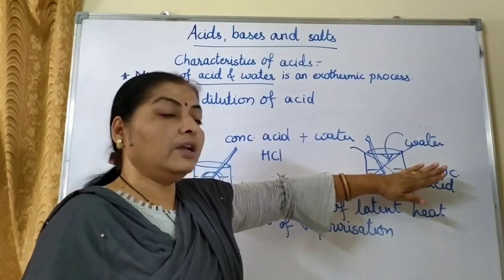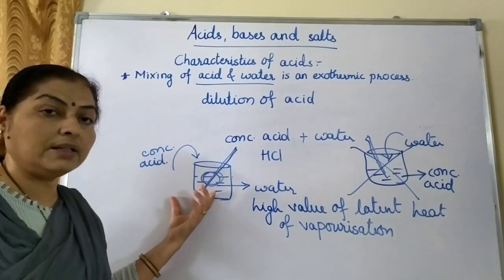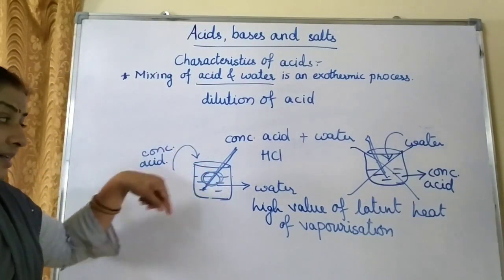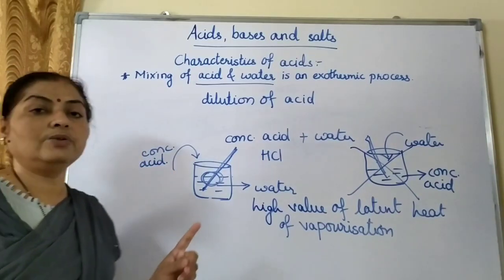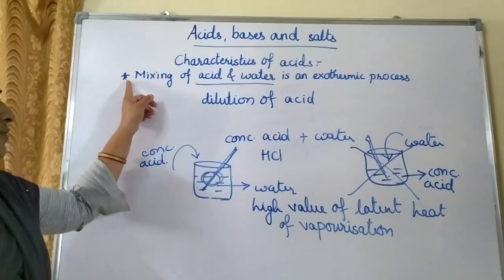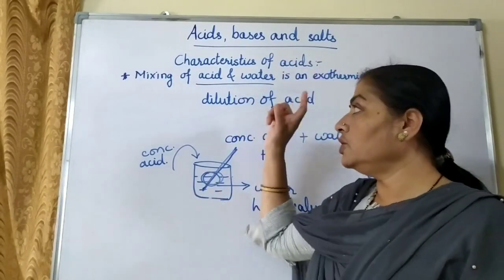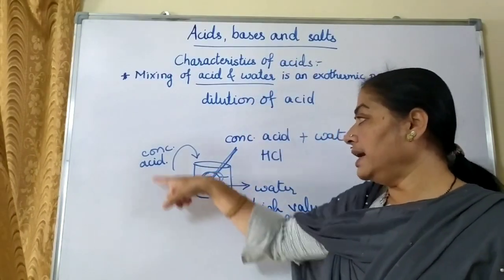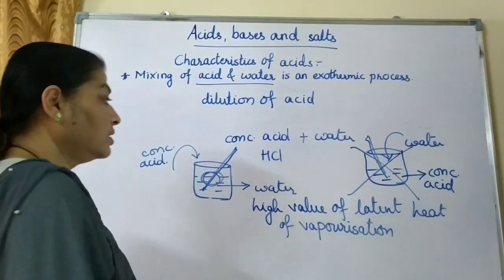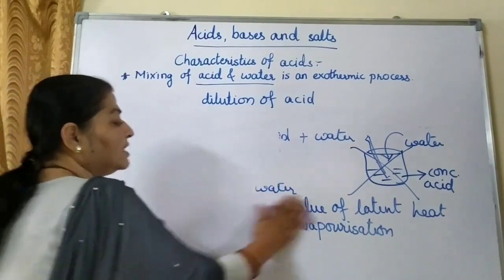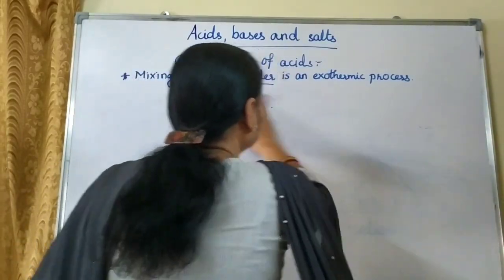We should never dilute an acid by pouring water into the acid. Rather, the safe way is we should take water in the container and we should add concentrated acid in small portions with continuous stirring, and in this way we should dilute an acid solution. Okay, so this is the first characteristic, that mixing of acid and water is an exothermic process, and we should do the dilution of acid by adding concentrated acid to water, so that whatever heat is produced is absorbed properly and there is no mishap which will take place. Okay, now let us see the next point.